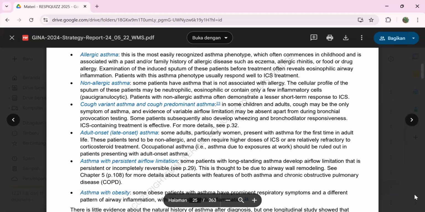Asthma with persistent airflow limitation. Some patients with long-standing asthma develop airflow limitation that is persistent or incompletely reversible. This is thought to be due to airway wall remodeling.